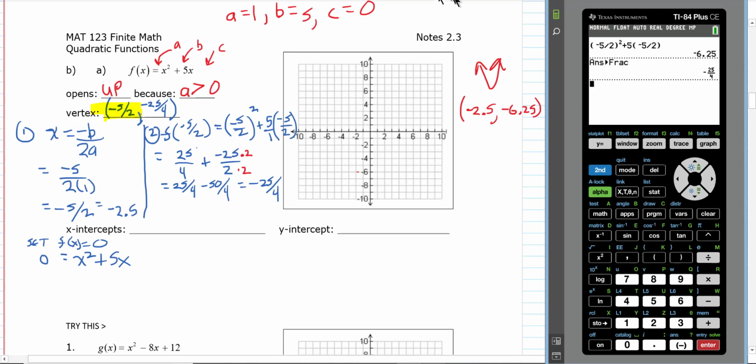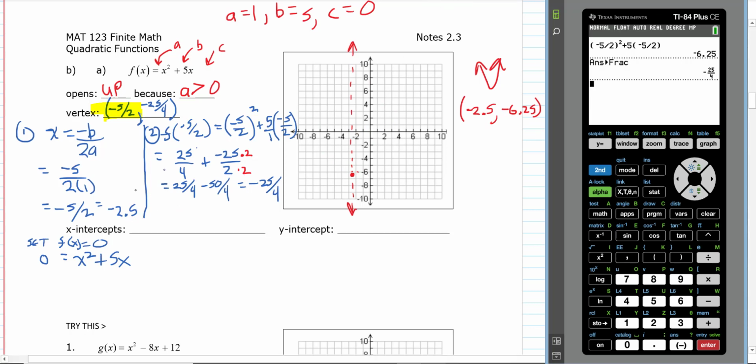Okay, so go ahead and plot that. So we go left 2.5, down about 6.25. So just kind of estimate that. And then you can do your axis of symmetry like that. And the parabola is going to open upwards, so you know it's going to cross the x and y axis.